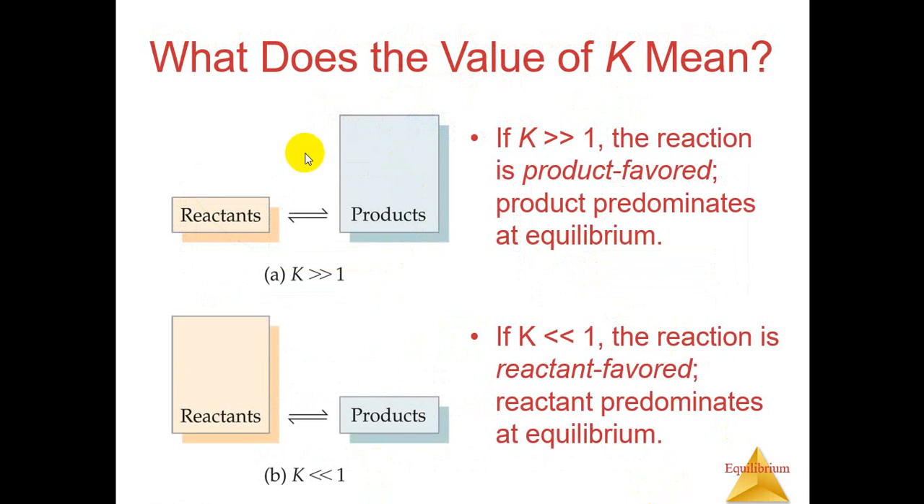So what does the value of K mean? If K is far greater than 1, then the reaction is product favored. Products predominate at equilibrium. And if the reaction is reactants favored, reactants predominate at equilibrium. Let me explain this.